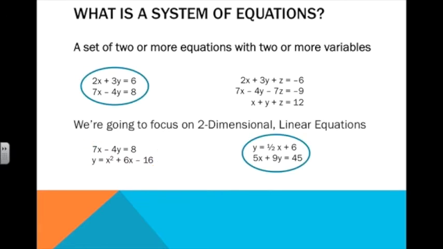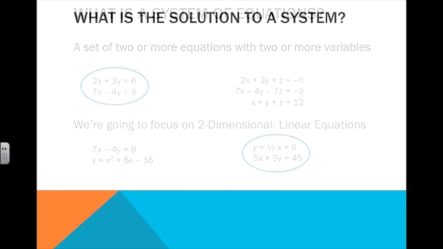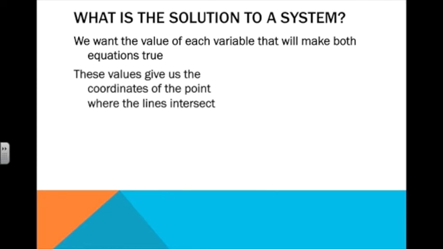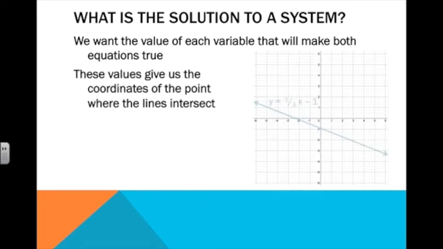In this lesson, and throughout our lessons, we are going to explore how to solve systems of two-dimensional linear equations like the ones here. So what are we really looking for when we're solving a system of equations? We want the value of each variable that will make both equations true. These values will give us the coordinates of a single point that is on both lines. In other words, they give us the point where the lines intersect.